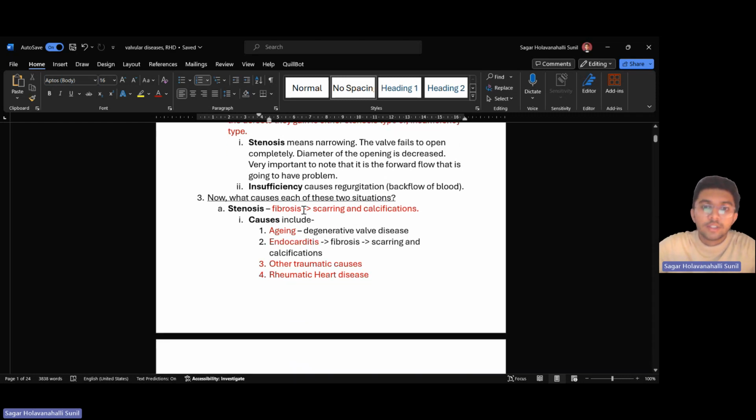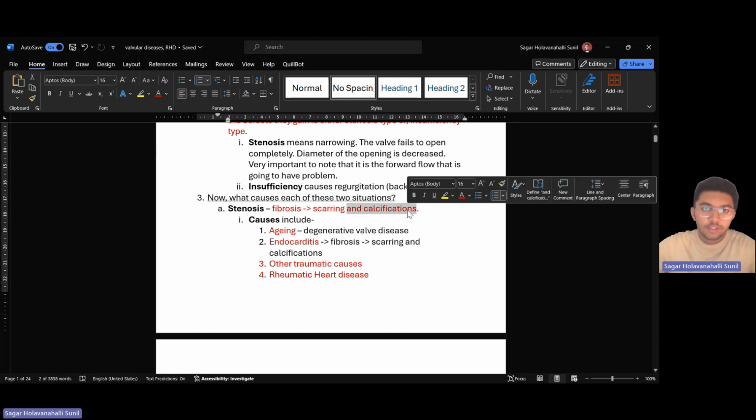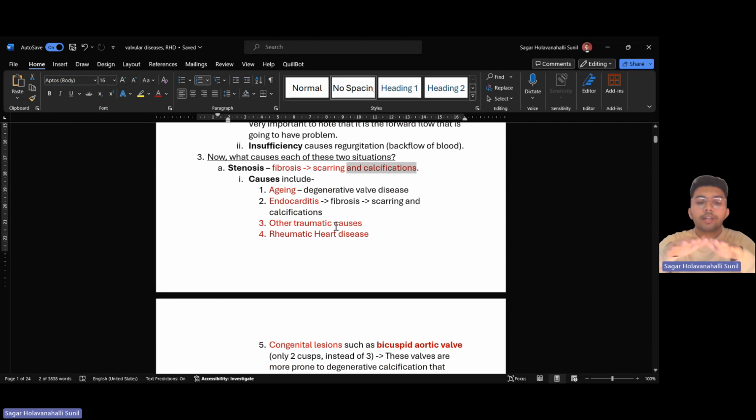Now, what causes each of these situations? So, stenosis, the principle is that there'll be fibrosis of the valves, and this will lead to scarring, and ultimately, in a chronic situation, it leads to calcifications. All right. So the valves can get fused together, or there can be improper movement. There won't be a complete movement, and therefore they can stay closed for the majority part.